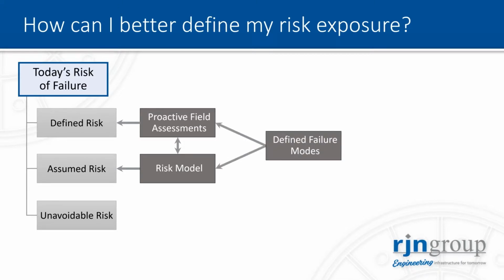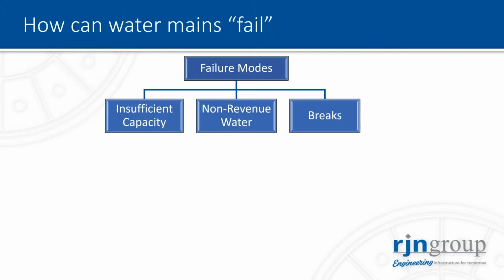So how do we get there? One of the important places to start here is to understand what are the different ways my pipe can fail. We have to define our failure modes before we can build a risk model or before we can initiate these proactive field assessments. So we'll spend just a little bit of time defining failure modes and what that means for water mains. So how can my water mains fail?